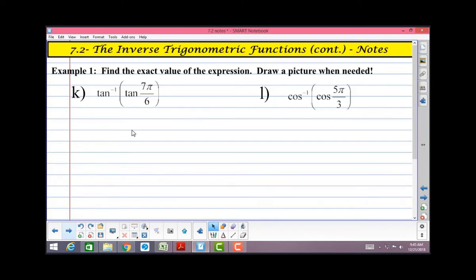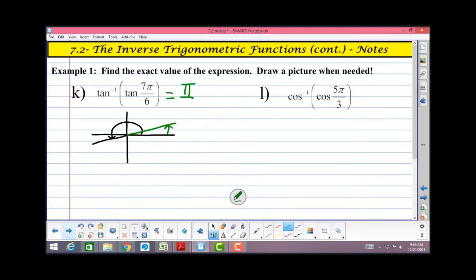So this one I'm going to just use some symmetry. I know that 7 pi over 6 is in the third quadrant. I know that the tangent is positive in the third quadrant. But if we're doing an inverse tangent and we're asking where is the tangent positive, it would need to be in the first quadrant. So the answer actually ends up being pi over 6.